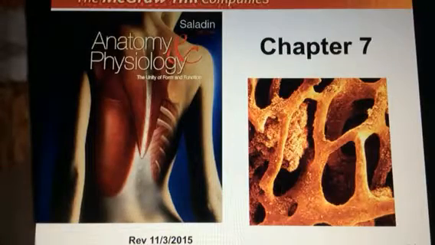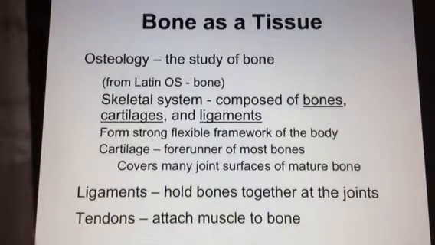Okay, this week we'll be on chapter 7, which is covering bone. Bone as a tissue, and we'll also be looking at the bone overall as, not necessarily an organ, but the gross anatomy of a bone. You'll be seeing the prefix os quite a bit, from the Latin for bone. Osteology is the study of bone, and we know that our skeletal system is made of bones, cartilage, and ligaments. We'll talk about cartilage and ligaments and tendons a little bit, but mostly focusing on bone.